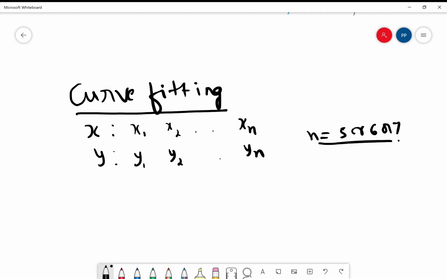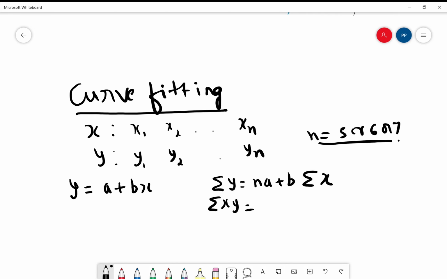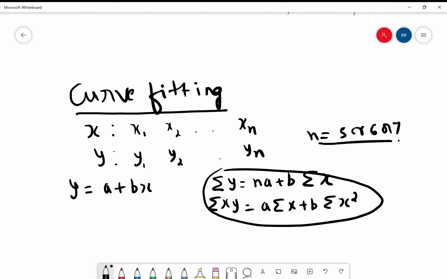So, if you are asked to fit a straight line, we take the straight line in the form y equals a plus bx, or you can take ax plus b. Now, using the normal equations, namely sigma y equals na plus b into sigma x, and sigma xy equals a into sigma x plus b into sigma x square, we determine a and b, that is, using this we are getting two normal equations.